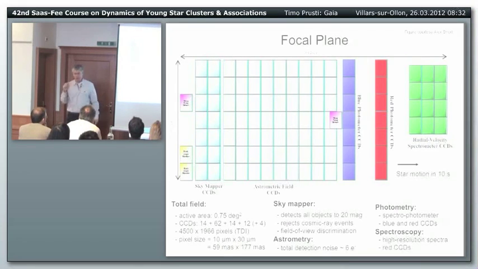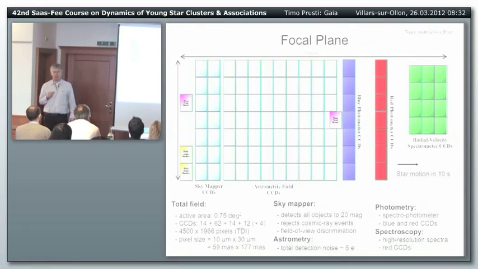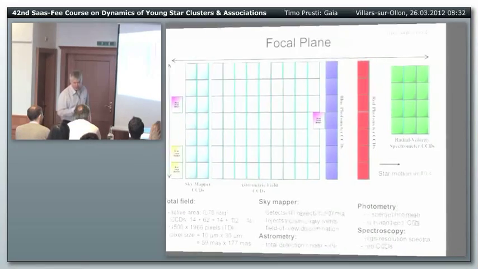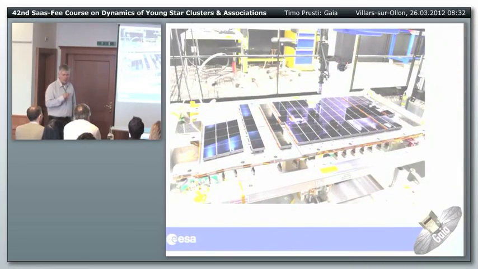Pixel size, we don't have square pixels, 60 milliarcseconds by about 180 milliarcseconds. Most of the field is for astrometry, and then for the photometry you have a row of blue photometer CCDs, red photometer CCDs, and the last part are the radial velocity spectrometer CCDs. I think I said everything here I wanted. Just to show again, we have a focal plane, all the CCDs are ready.